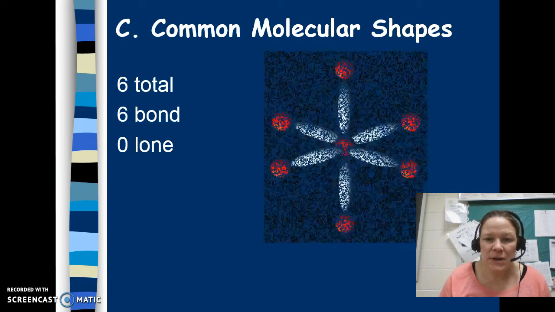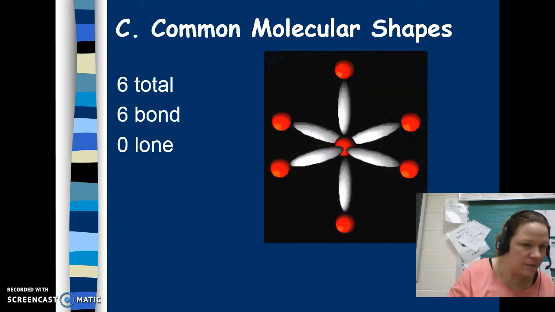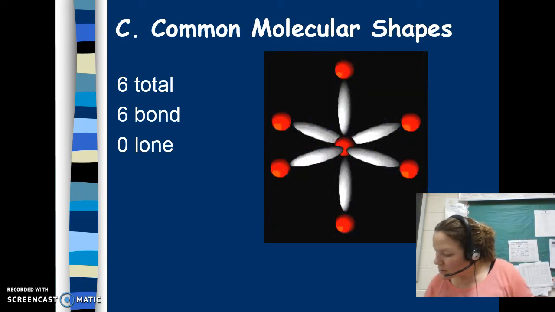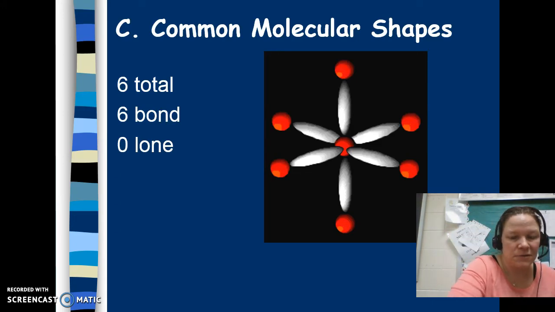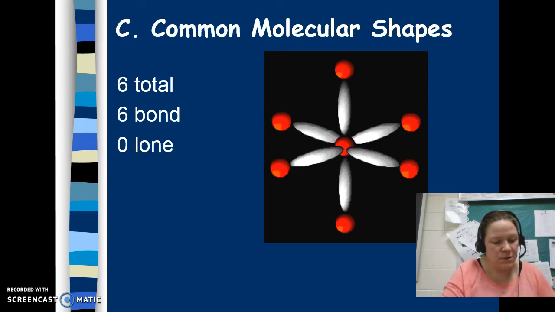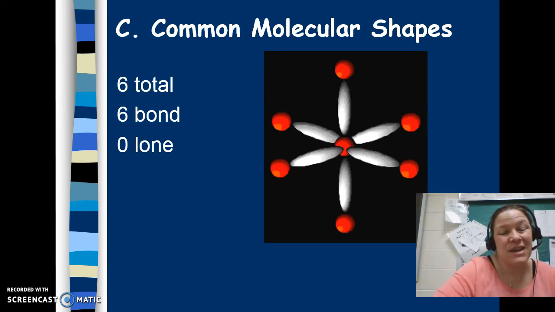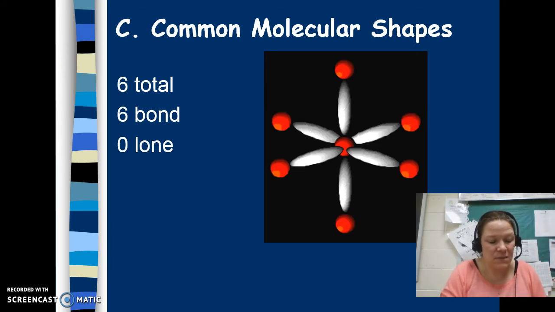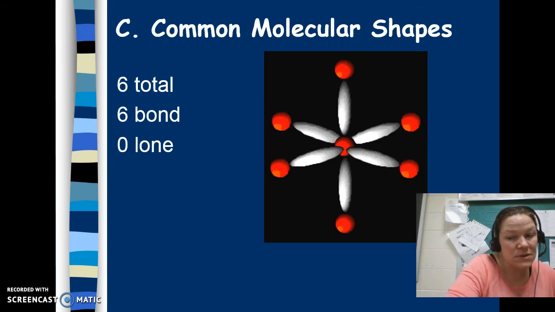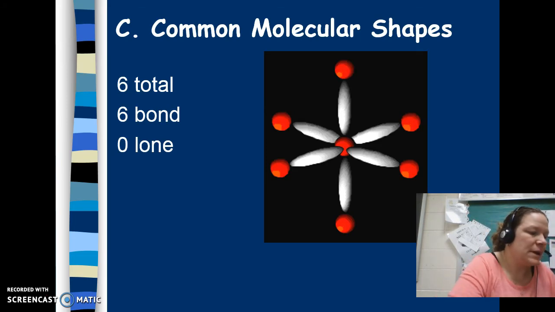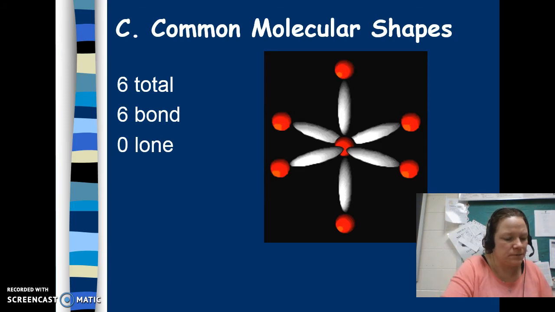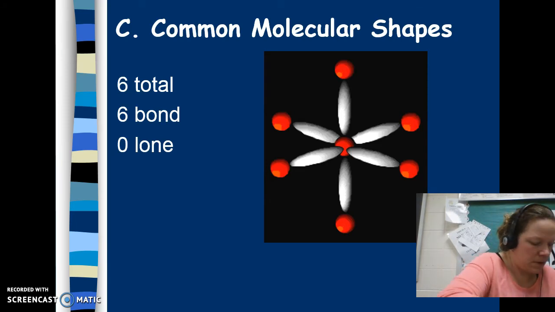Last but not least, you've got 6 coming off of the middle, all bonding groups. So this time you're going to need to grab your yellow atom. This is going to be sulfur. Sulfur and phosphorus both, remember, are in the 3rd period or lower, so they can have what's called an expanded valence, meaning that they have more than 8 electrons in their outer shell. So it allows us to build some of these molecules and have some of the overlap.